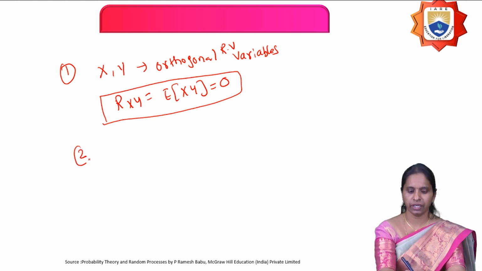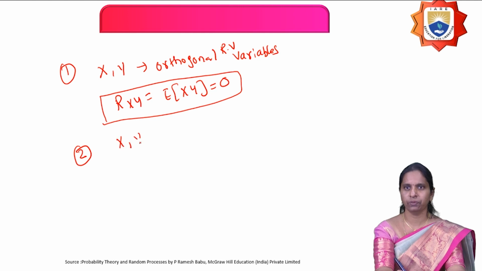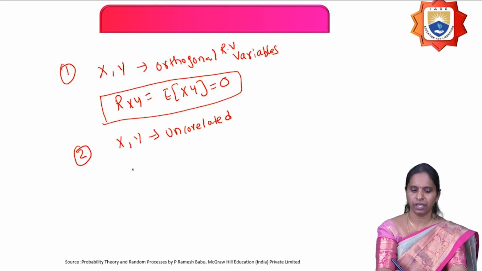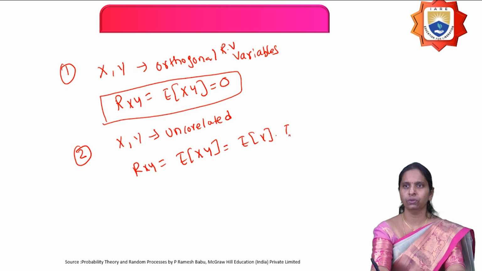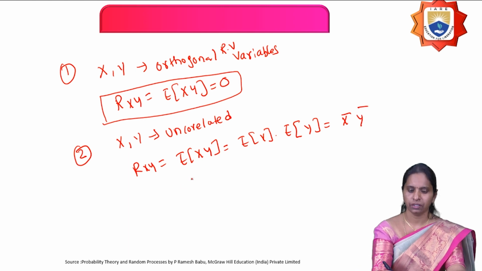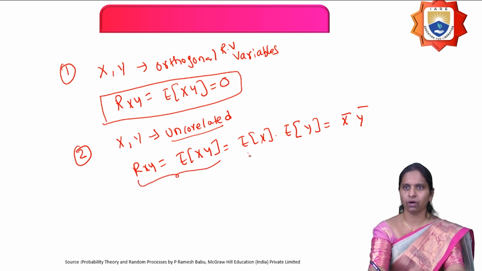And the second case we are taking is if x and y are uncorrelated random variables. If x and y are uncorrelated random variables, then what is Rxy? It is nothing but expectation of xy. Expectation of xy is equal to what? Expectation of x into expectation of y, or else x bar into y bar. Therefore, if two random variables are uncorrelated, then the correlation between those two random variables is equal to the product of their means, nothing but mu of x into mu of y.